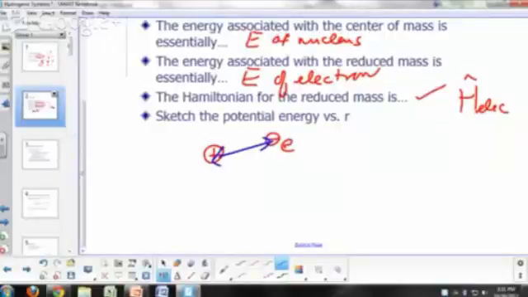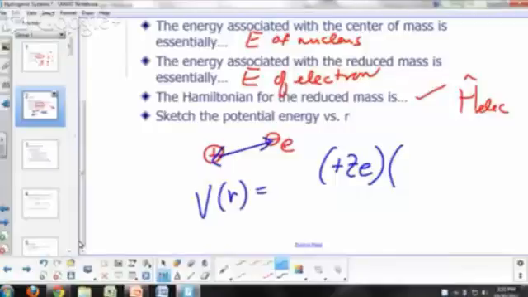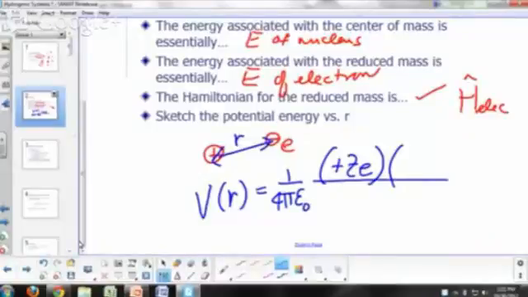Force is 1 over 4 pi epsilon naught Q1 Q2 over R squared. And potential energy is, remember from early this semester, charge of the nucleus, which is plus Ze, times, I forgot my factor in front. Potential energy depends only on the distance between the nucleus and the electron: 1 over 4 pi epsilon naught times charge of the nucleus times charge of the electron, which is negative e, over R.